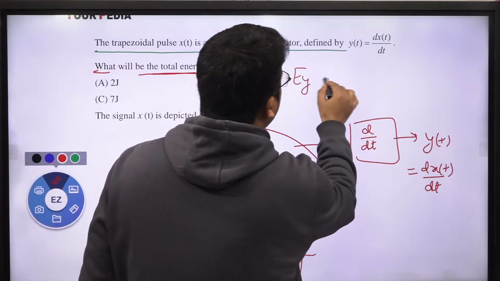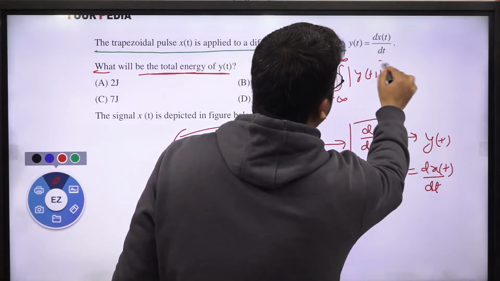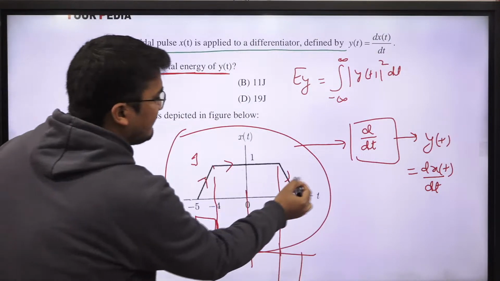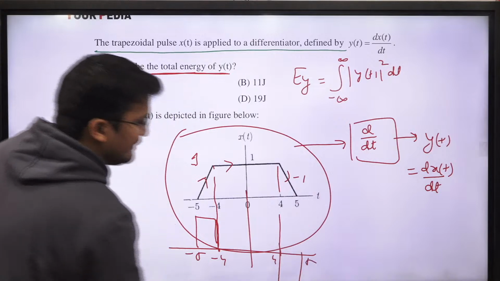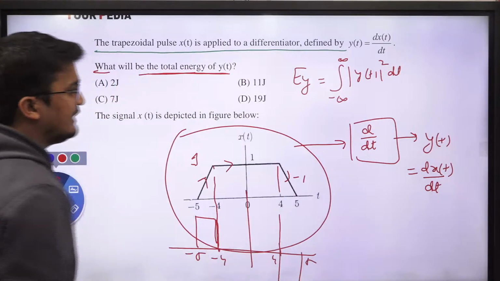Energy of y will be equal to integration from minus infinity to infinity of mod of y(t) whole square dt. Agreed or not? Fine. So this slope is 1. This is again minus 1. So this is going from minus 5 to minus 4. This is going from 4 to 5. So if I take 1 here, 1 here, under the integration, 1 plus 1, the answer will be 2 joule.